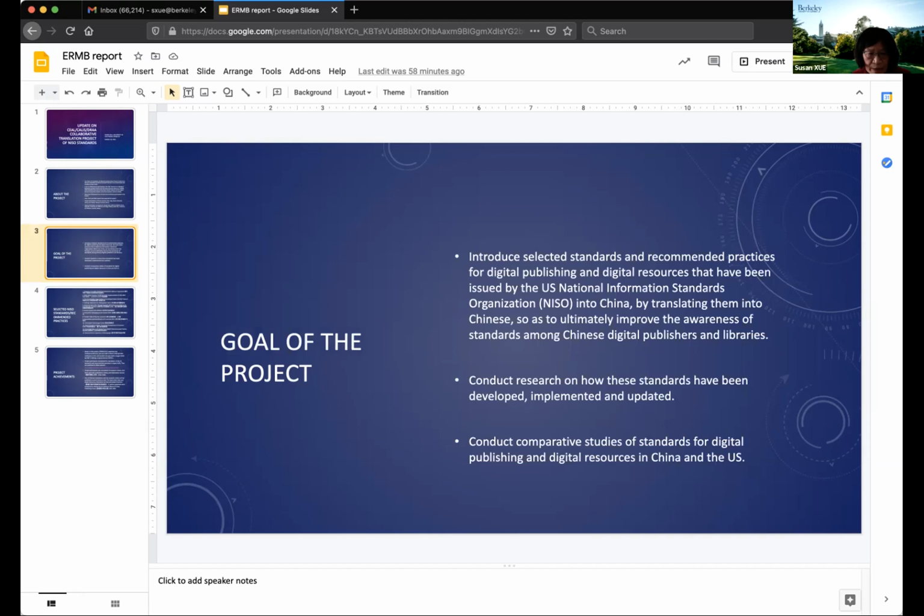So what's the goal of the project? Firstly, it was to introduce selected standards and recommended practices for digital publishing and digital resources that have been issued by the US National Information Standards Organization, which is NISO, into China by translating them into Chinese, so as to ultimately improve the awareness of the standards among Chinese digital publishers and libraries. Also, the project team conducted research on how the standards have been developed, implemented, and updated. The study also included comparative studies of standards for digital publishing and digital resources in China and the US.